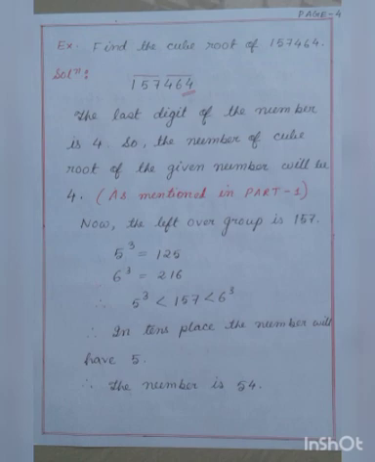So taking the smaller value, 5 cube, we get that in the tens place the number will have 5. Therefore the cube root of 157464 will be 54.